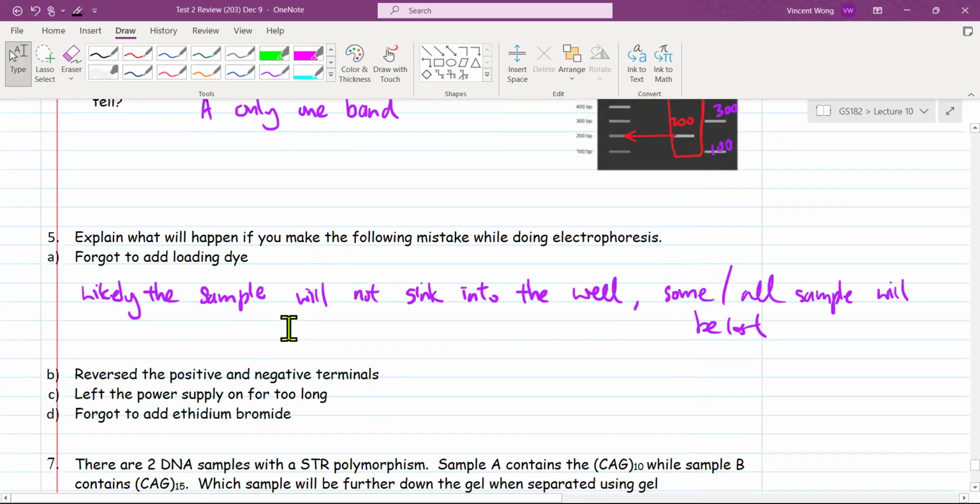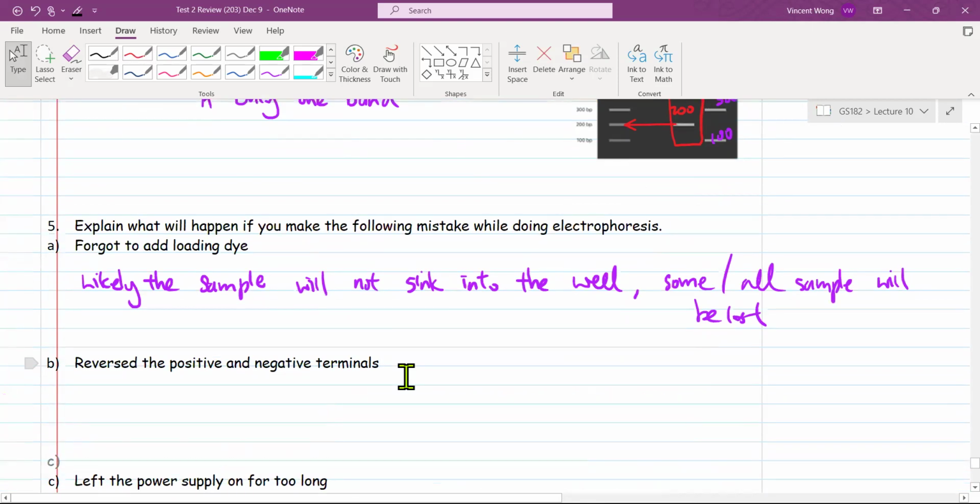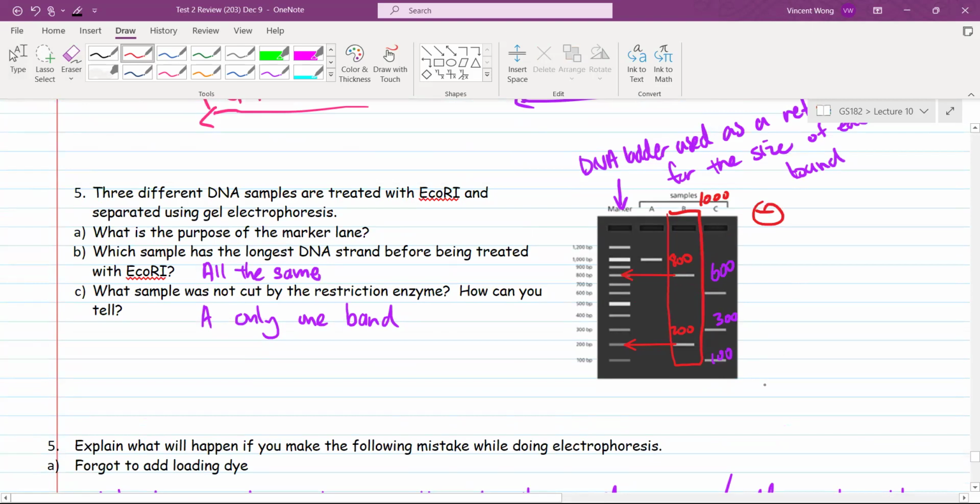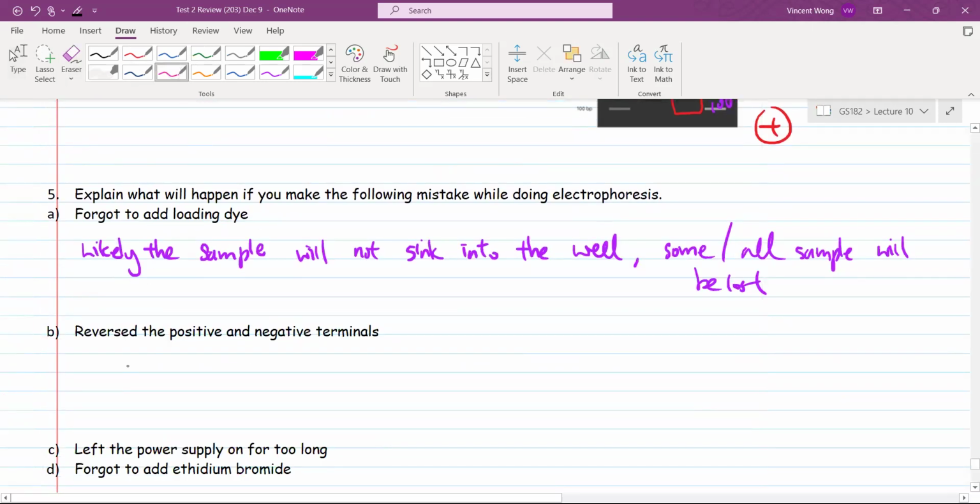If you reverse the positive and the negative terminals, remember when you do gel, the top is negative, the bottom is positive, and the current goes this way. But if you reverse it, the current's going to go up, and all your samples started up here in the well. So if you run the current backwards, instead of going down the gel, the sample is going to go up the gel. Then you're going to lose the sample. All samples will move up the gel and be lost.